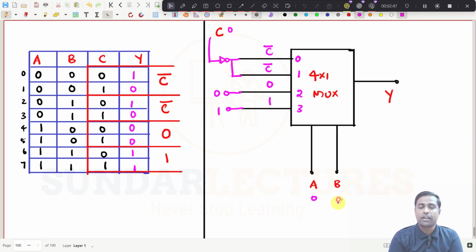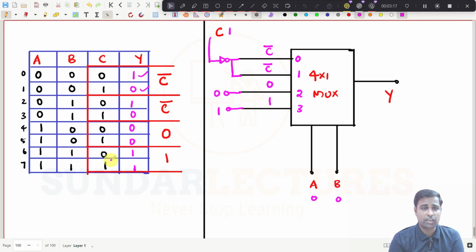Now, for example, if I give 0, 0, 1 here, this will become 1. That is the second input, and the output should be 0. How? 0, 0, 1 I have given here. If it is 0, 0, then my selector switch will select this input, and this is 1. That is inverted, and it will be 0 now. This 0 will be connected to the output. You see here, both are satisfied.